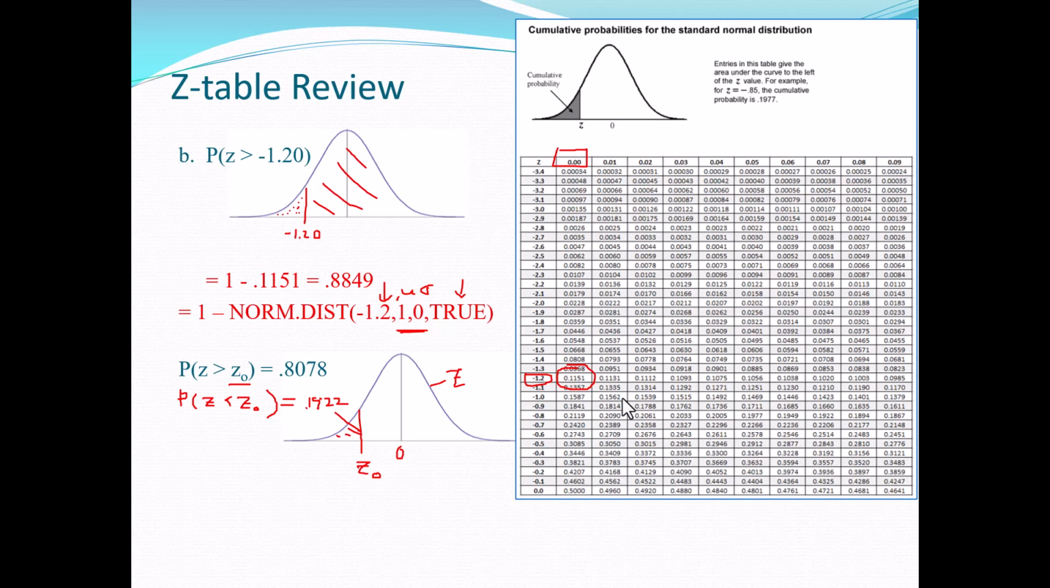So let's see if we can find the probability 0.1922. Let's see, where is it? Here it is, right there, 0.1922. It's in the 0.07 column. It's in the negative 0.8 row. And so my z-score is going to be... that's wrong.